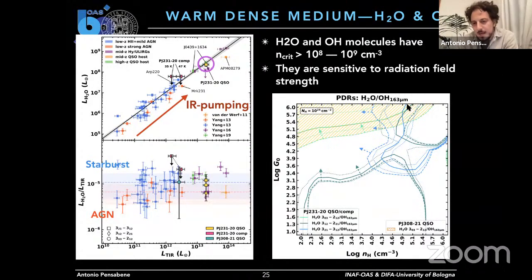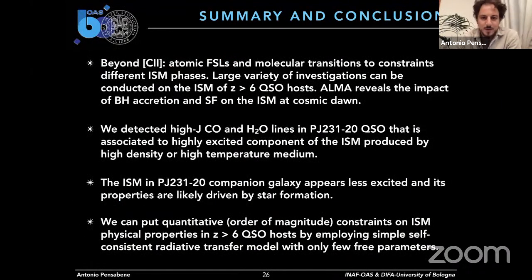And then we can also study the H2O over OH line ratio. With this ratio, we found basically similar results with respect to what we found with our other tracers: a high density medium exposed to a strong radiation field. Okay, to summarize, in order to dissect the physical properties of the different phases of the ISM, we need to target a sample of far-infrared diagnostics associated with different phases of the ISM.